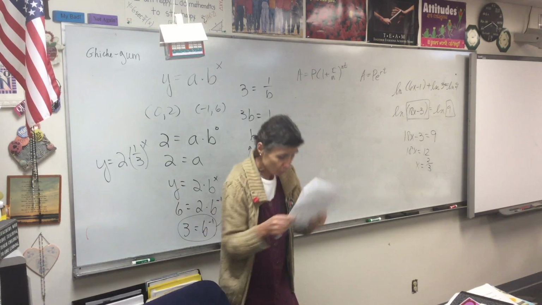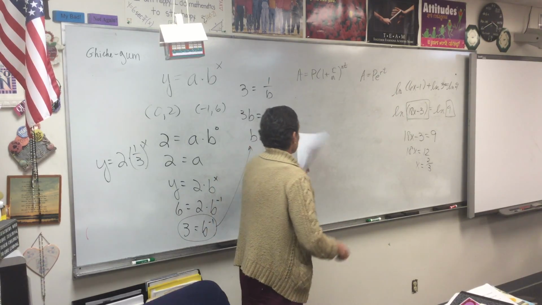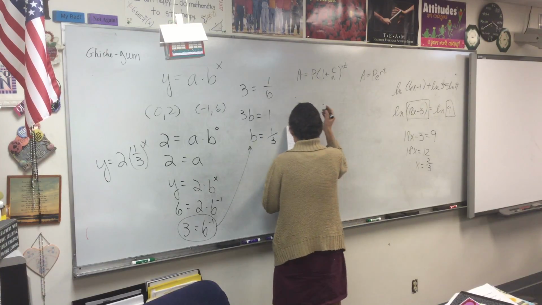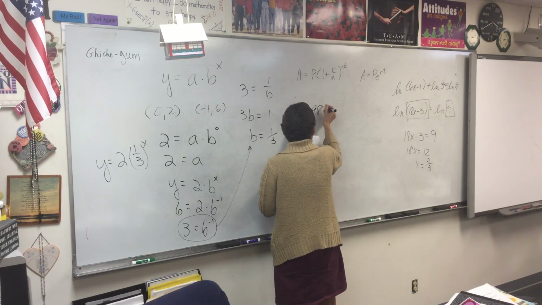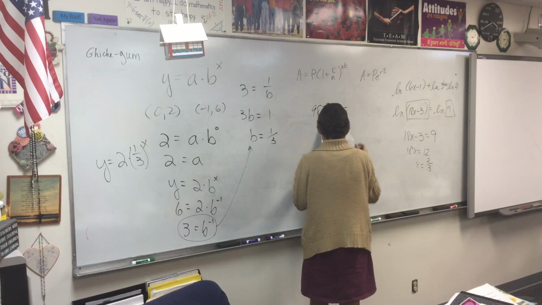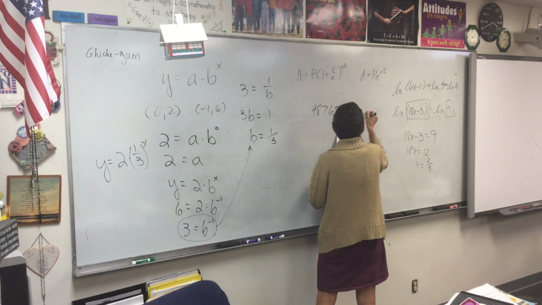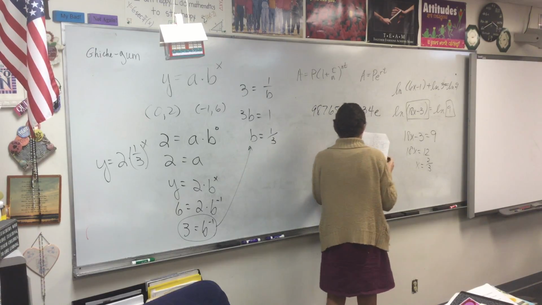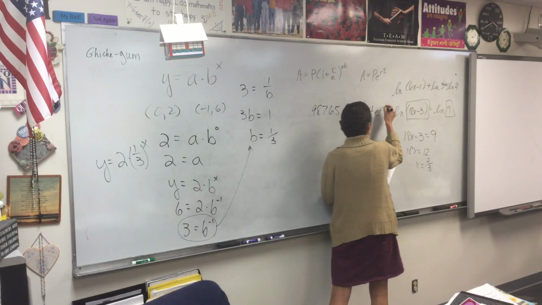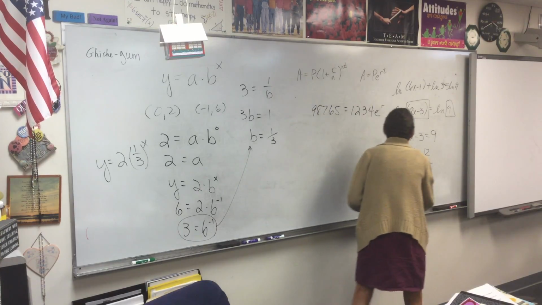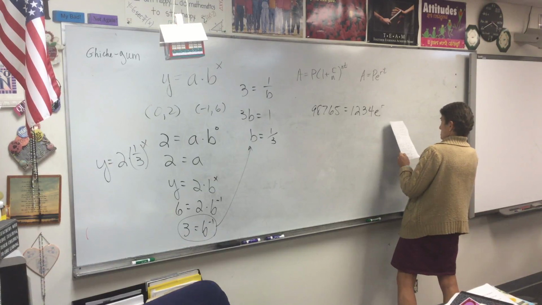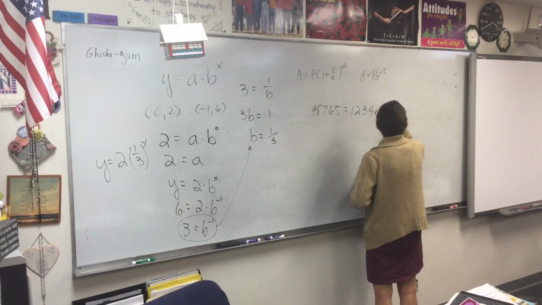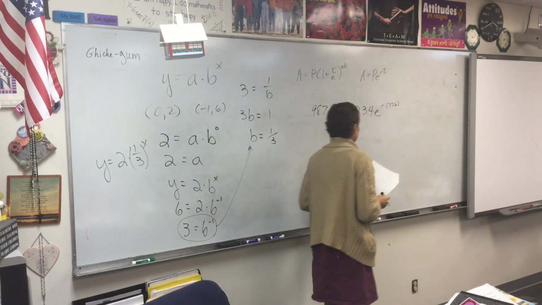All right, so what goes where? Using this formula, A is the ending value. So that would be 98765 equals 1, 2, 3, 4 times e, and then R is what you're trying to find. I do not know what R is. And then T is 77.6.